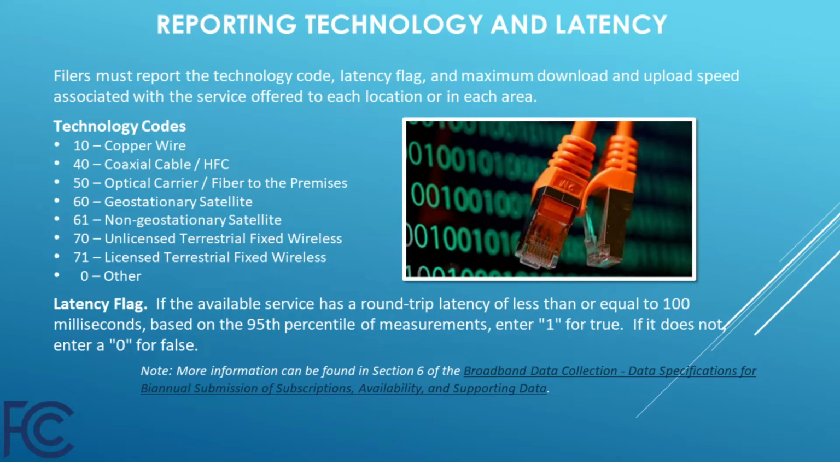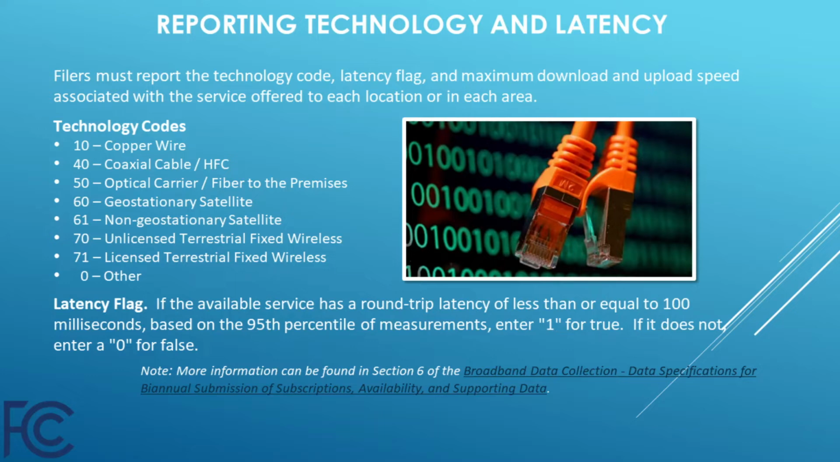There are also two technology codes for terrestrial fixed wireless services. Code 70 is for fixed terrestrial wireless service using entirely unlicensed spectrum, including services provided over Wi-Fi as a fixed solution, or services using the CBRS band or 3.5 gigahertz spectrum on an entirely general authorized access (GAA) basis.